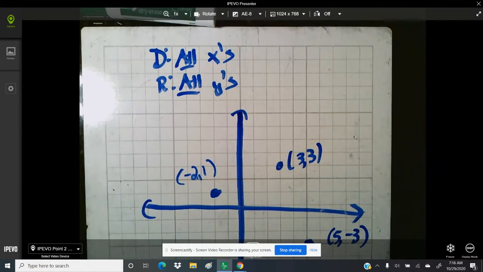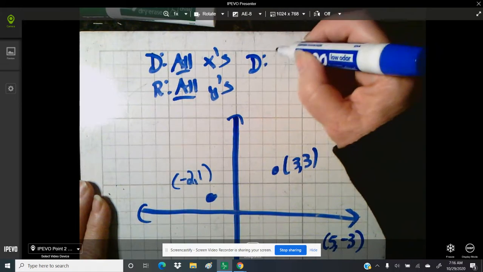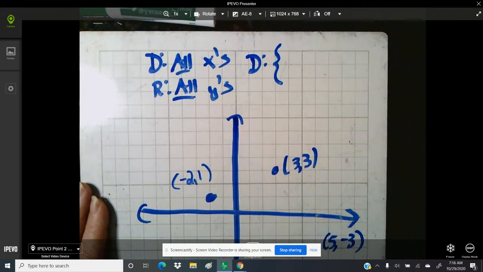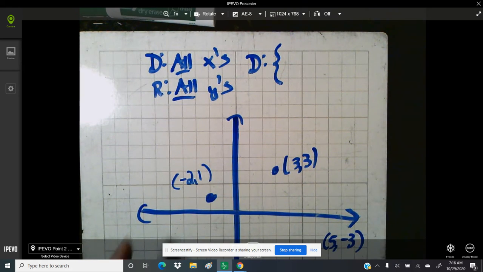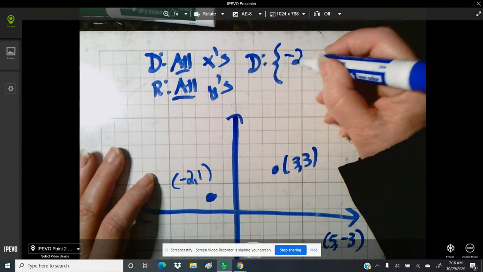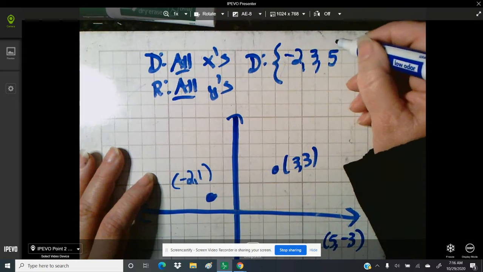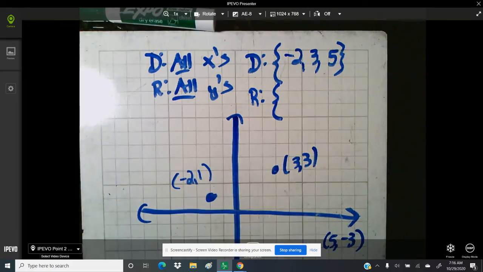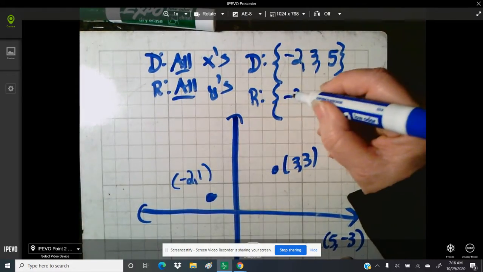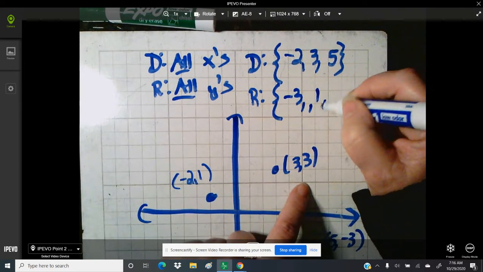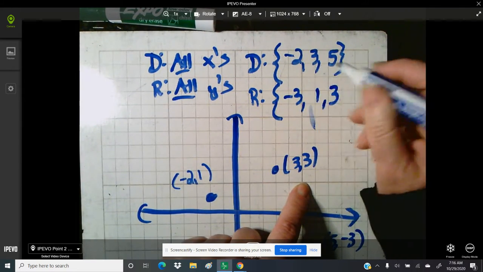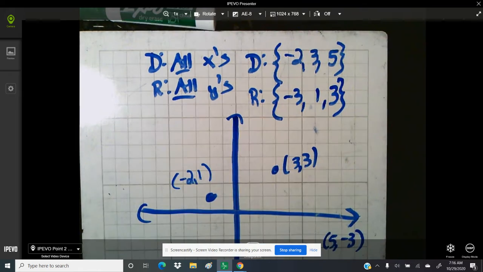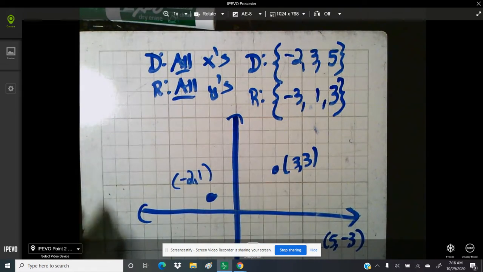So if I'm going to write my domain, that's going to be all my X's. And you usually write your domain and range in these curly brackets. You're going to put your X values in order. So -2, 3, 5. And your range, kind of the same thing. You're going to put them in curly brackets. Now you're going to be looking up and down. So I'm going to start at -3, +1, +3. Oops, don't need two commas. All right, your domain and range, pretty straightforward.